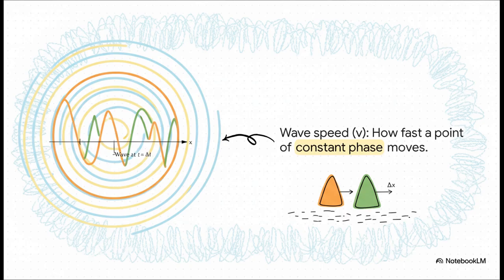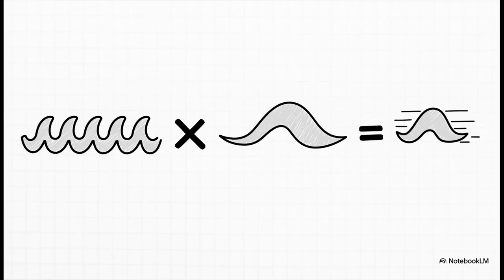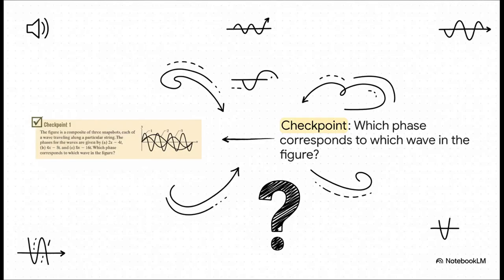You might hear physicists call this a point of constant phase, but don't worry about that. It's just a fancy way of saying we're tracking the same spot as it moves. And it all comes down to this one beautifully simple idea. The speed of a wave is just its frequency multiplied by its wavelength. And that makes total sense, right? If you have waves passing by you really, really often, that's high frequency. And each one of those waves is super long, that's a big wavelength, then that wave must be moving incredibly fast.